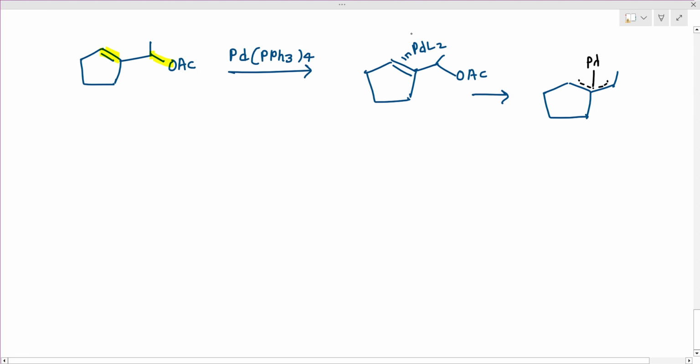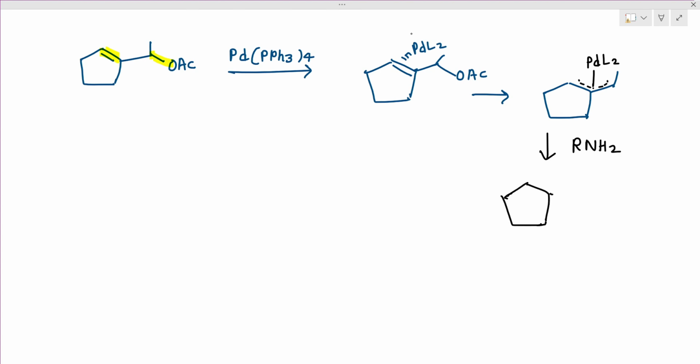At this position you are getting a pi allyl complex. Now in the next step, a new nucleophile, which may be anyone, here it is RNH2, may attack. So you are getting NHR, and your double bond will come here. So this will be your product. I forgot to write RNH2 here. So this will be your reaction.